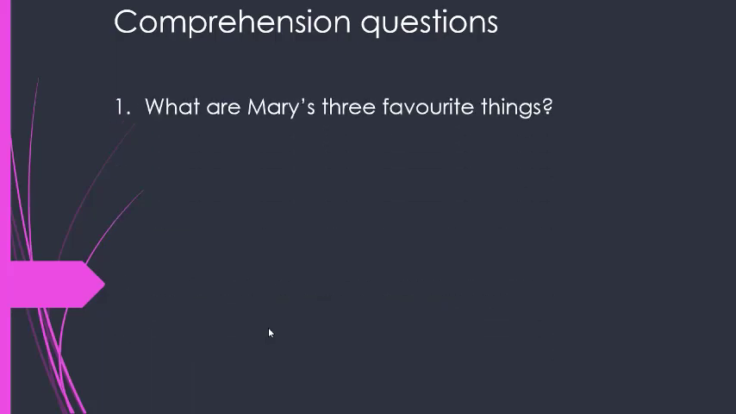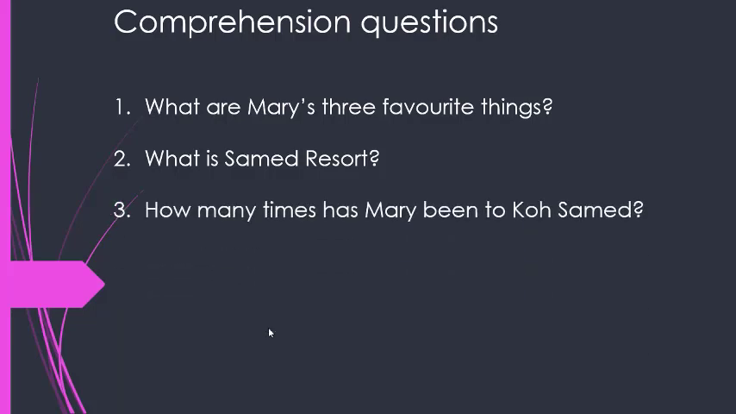So how many questions are there? You can see them on page 46. So the first one, what are Mary's three favorite things? Number two, what is Summit Resort? And number three, how many times has Mary been to Cozumel? And number four, what did Mary lend to Sujita?